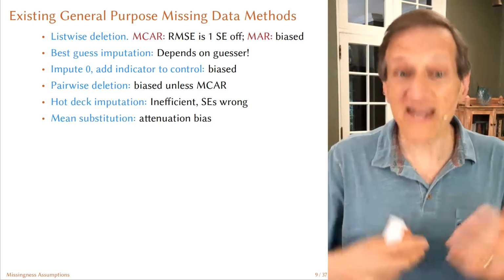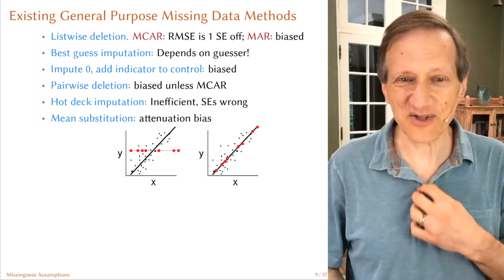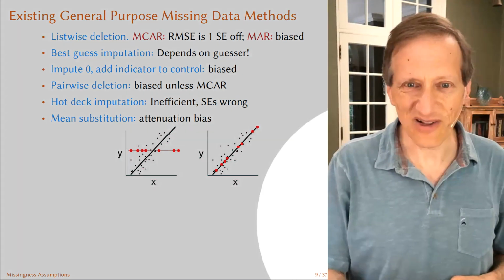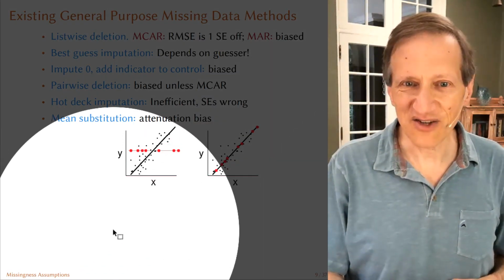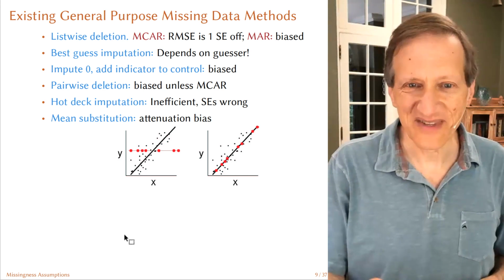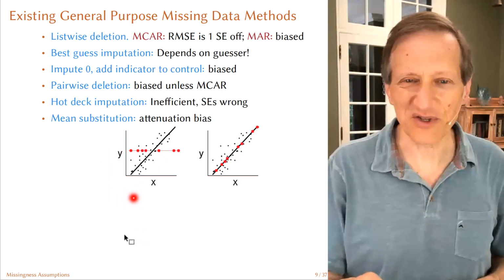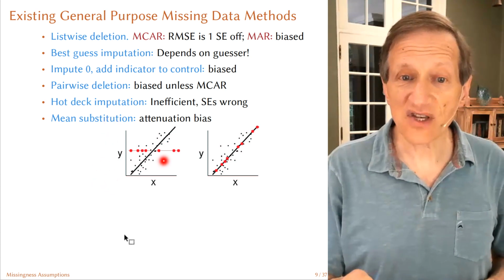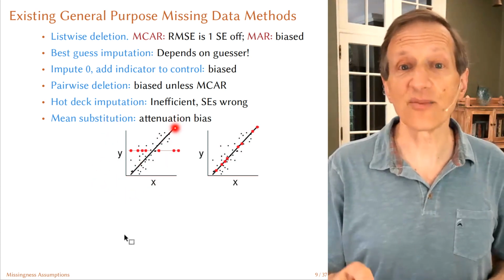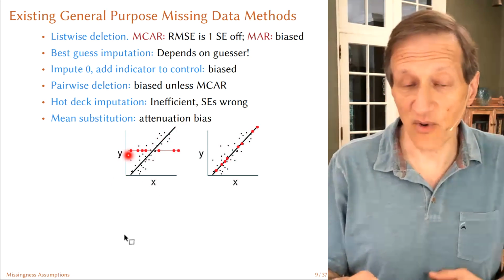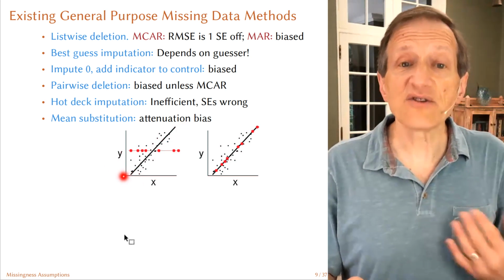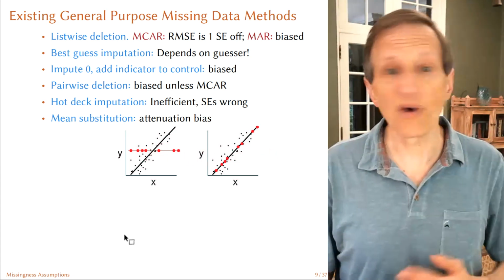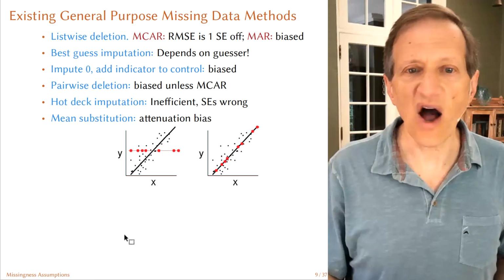There's mean substitution. Let me show you what mean substitution is. So let's take the left graph here. Okay, I have to use all my toys at least once. So if we have x horizontally and y vertically, and all the black dots are a scatter plot of the points that we observe. And now suppose there are a few points noted in red here where we observe x, but we don't observe y.